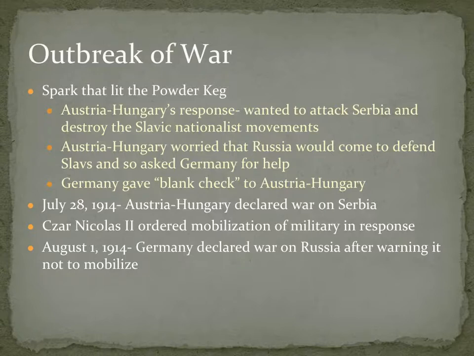And so on July 28th, 1914, Austria-Hungary declared war on Serbia. In response to this, Tsar Nicholas II of Russia ordered the mobilization of the Russian military. So he's not attacking anybody, but he's saying, I'm going to get my troops ready and probably move them closer to the border in anticipation of what might happen. And so a couple of days later, Germany declared war on Russia after warning it not to mobilize. So Germany said, we see you moving your troops closer to our border. This is very threatening to us, and so if you don't stop, then we're going to take it as an act of war, which is exactly what happened.